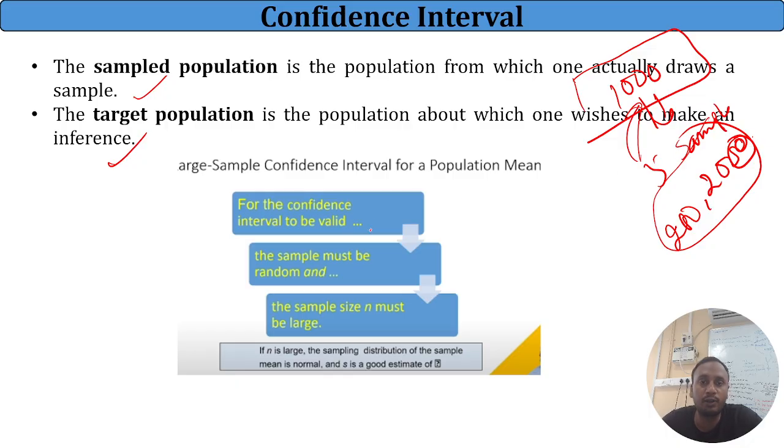For a confidence interval to be valid, the sample must be random and the sample size n must be large. Okay, so it's very good to have a good sample size, but we all know that we have restrictions in the biomedical field.